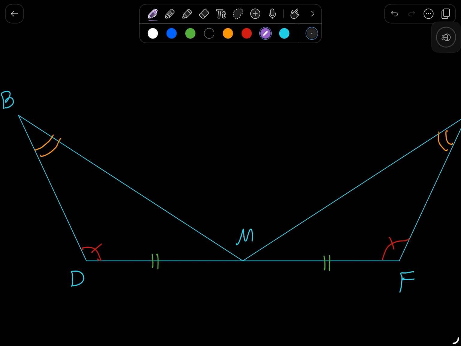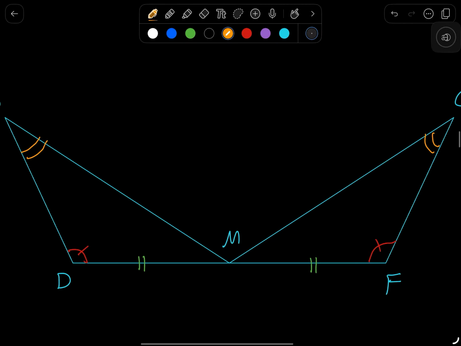What you'll realize here is, you have an angle, you have another pair for the congruent angles, and you have a side.